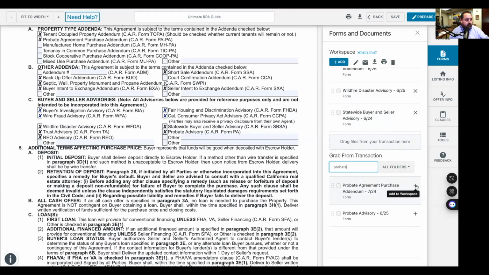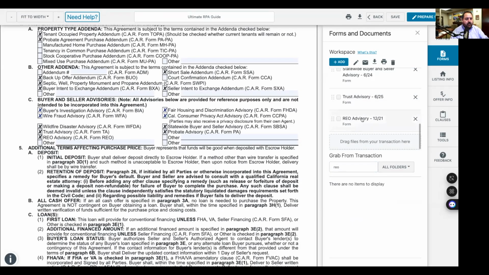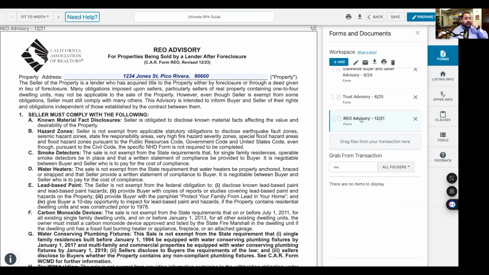We're going to put the probate advisory in there. And we're going to put the trust advisory. And they're all pretty similar. So I think if we just look at one of them, we could see what. So the REO advisory and the probate advisory and the trust advisory are very similar.